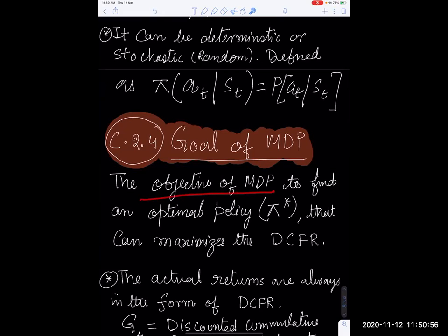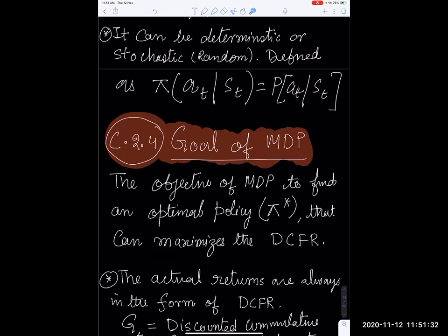The objective of an MDP, or the solution of an MDP, if I give you an MDP or Markov decision process, or a game scenario which is being formulated using such a Markov decision process, as an RL agent, you need to learn a policy pi. And what type of policy you need to learn? You need to learn an optimal policy, that is pi star. And what has to be the goal? The goal is to learn such a policy that can maximize my DCFRs, discounted cumulative future rewards.